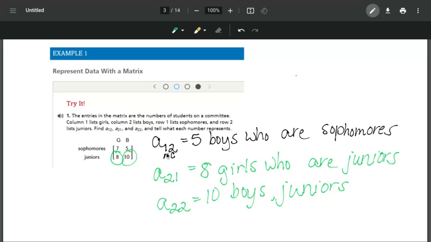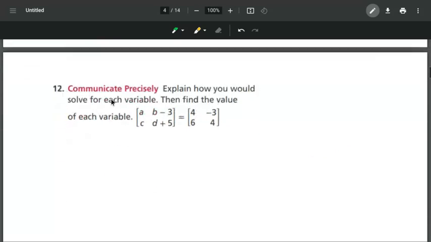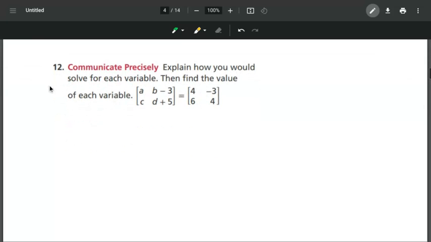That's how you can represent data with a matrix. Kind of like the two-way table that we talked about when we were doing probability, where it's really similar to that idea. This is number 12. So if you flip the page and find the number 12, like the practice exercise, this is a question that you might see pop up, something similar to it on the ACT or any other standardized test. But that's how I would solve for this variable, and it has one matrix set equal to another matrix.